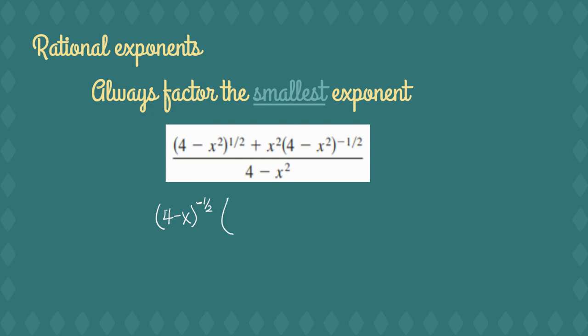So when I divide 4 minus x squared to the positive 1/2, and I divide out 4 minus x squared, sorry, I should write that correctly, to the negative 1/2, I'm going to take 1/2 minus negative 1/2, which is 1. So I'm left with 4 minus x squared to the first power, or just 4 minus x squared. Now the second part, I'm getting rid of that whole 4 minus x squared to the negative 1/2, and I'm left with an x squared.